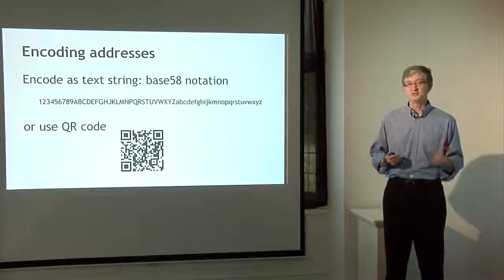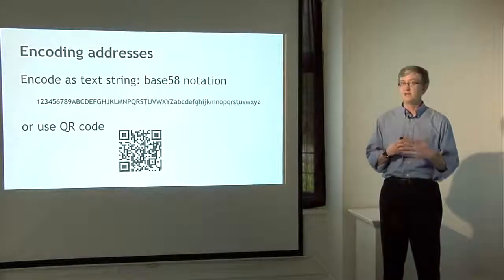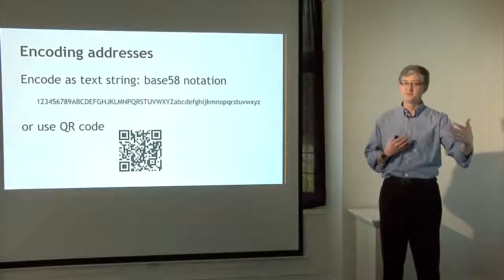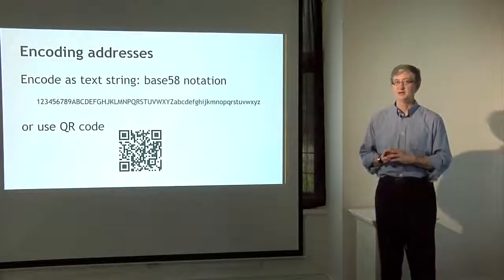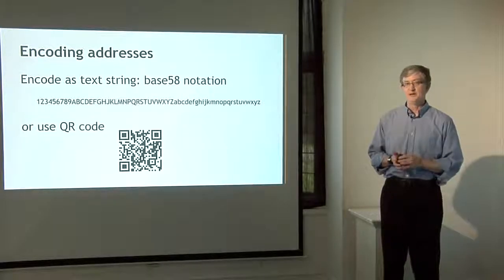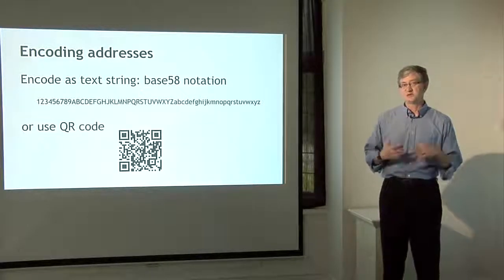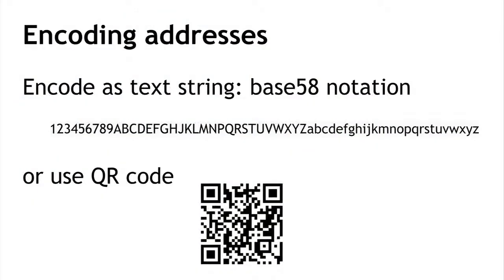So one thing you need to do if you're going to be able to receive Bitcoins in payment into your wallet or spend them to somebody else is you need to have a way of exchanging an address with somebody. So you can give them an address or receive an address so that payments can happen. And there are two main ways that addresses are encoded or conveyed in this way. The first one is as a text string, and the second is as a QR code.